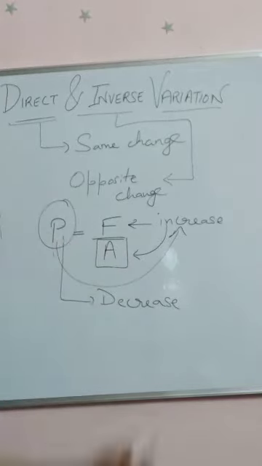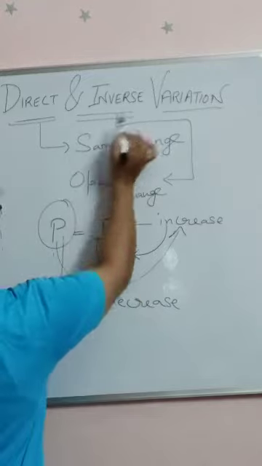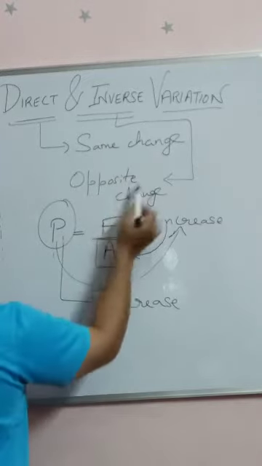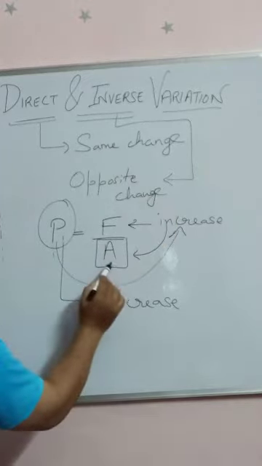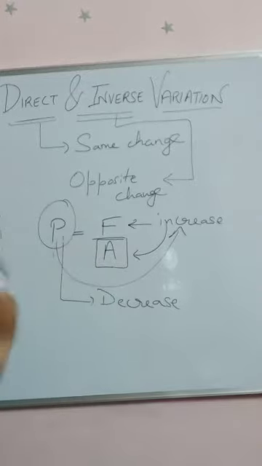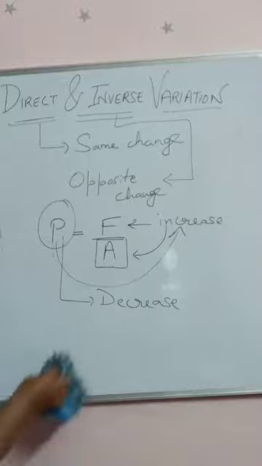So what is this variation? This is inverse variation. That means an opposite change will be there. One increases, the other decreases, and vice versa. The same thing we are going to talk about in mathematics in this particular chapter. So let's proceed further with the actual exercise.